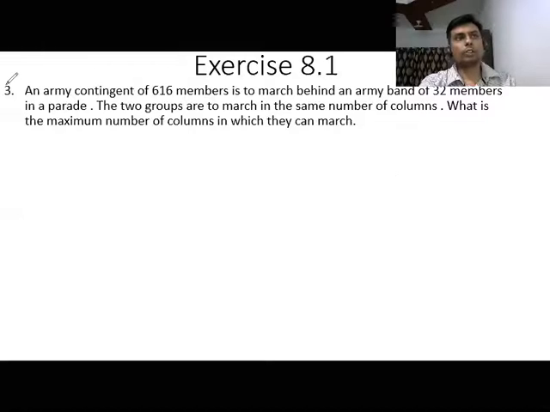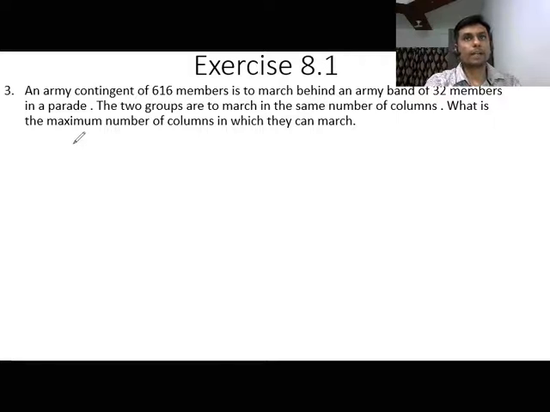Welcome back. Now we are going to the third numerical in the first exercise of real numbers. Question is, an army contingent of 616 members is to march behind an army band of 32 members in a parade. The two groups are to march the same number of columns. What is the maximum number of columns in which they can march?